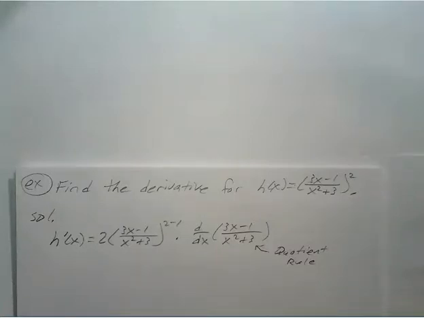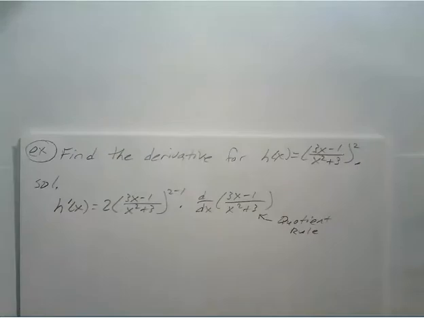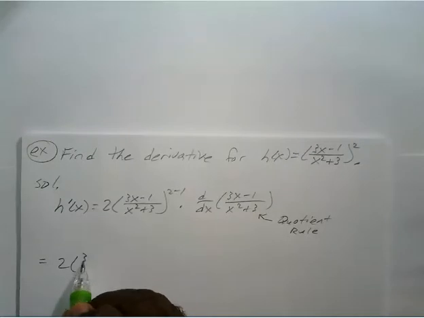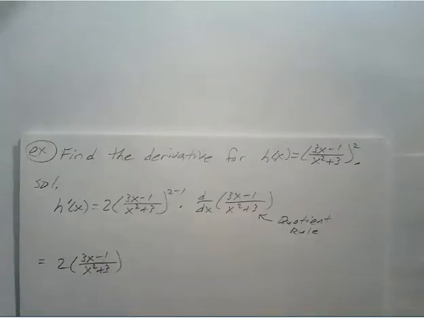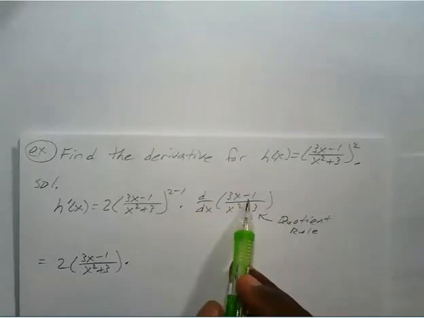So if we go ahead and simplify this, I'm going to move it over to the left because it's going to get a little bit lengthy. So I'm just going to move my equal sign over. So you have 2 times (3x minus 1 over x squared plus 3) to the 2 minus 1. So that's just the first power, so you don't have to put the 1 there. Times the derivative of this quotient here.